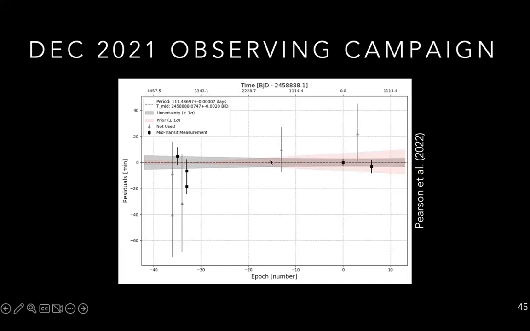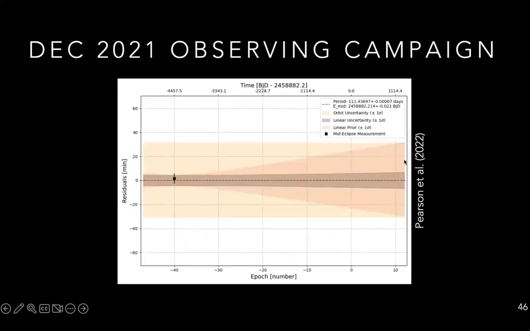With our observations, we were able to whittle that down and save a few minutes on the transit, but more importantly, on the eclipse, we were able to save a bunch of time. And in total, we were able to save about 3 to 4 hours of observing here, just by combining the ground-based telescopes from the amateurs with TESS and with RVs.